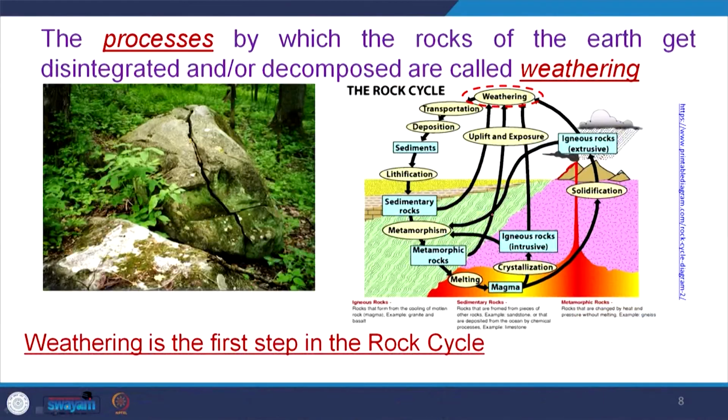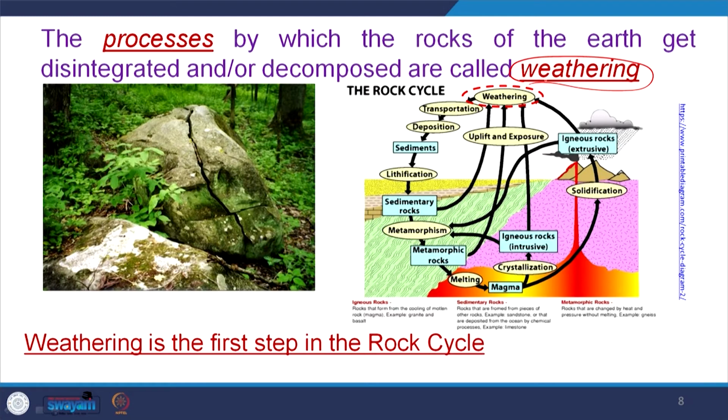Now, the process by which the rock of the earth gets disintegrated and decomposed is called weathering. This is very important. The process by which the rocks of the earth get disintegrated and decomposed. There are two things here to be understood. Disintegration means simply breaking without changing its composition, but decomposition means it changes its composition.